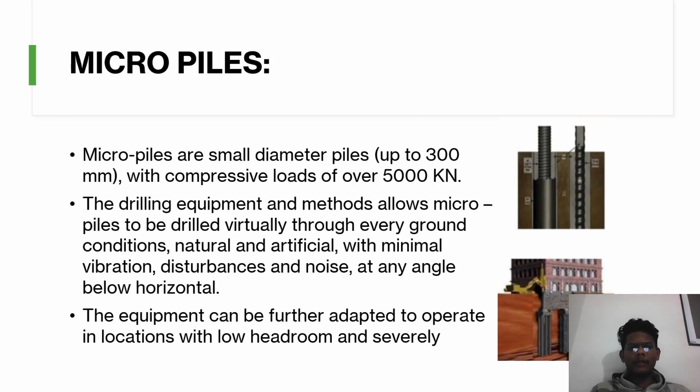Micropiles are small diameter piles up to 300 mm with a compressive load over 5000 kN. The drilling equipment and method allow the micropile to drill virtually through every ground condition, natural and artificial, with minimum vibration, disturbance and noise, at any angle below horizontal. The equipment can be further adapted to operate in locations with low headroom.